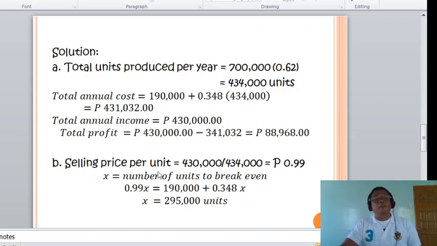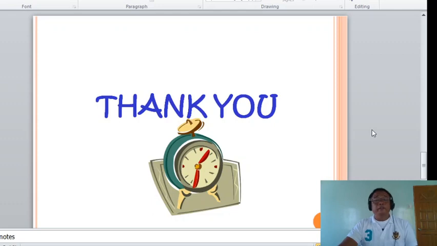So the selling price per unit: 430,000 divided by 434,000 is 0.99. X now is the number of units to break even. Getting X, 0.99X equals 190,000 plus 0.348X, and then the number of units required is 295,000 units.